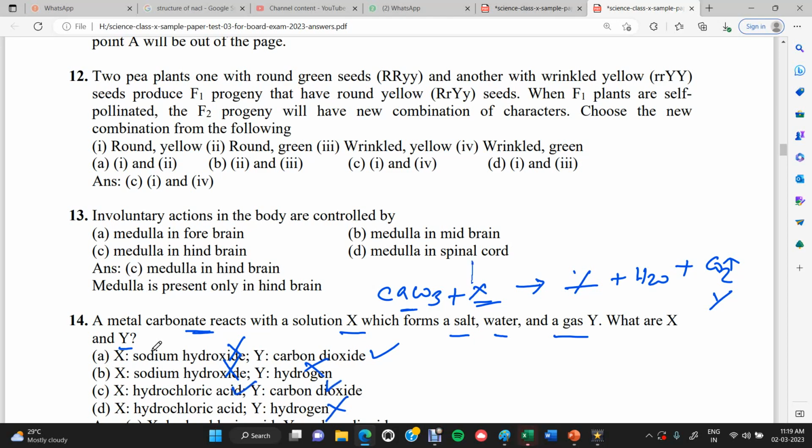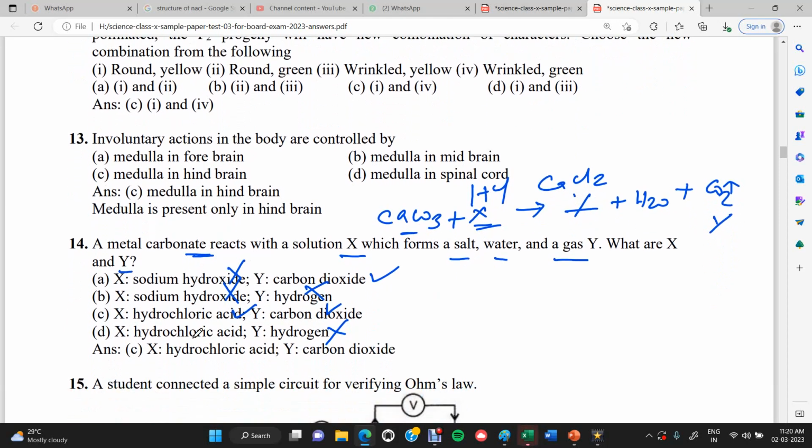So it will be HCl. And what will be the salt here? CaCl2, calcium chloride will be the salt. So this will be the reaction. Clear? A carbonate salt when treated with an acid gives H2O plus carbon dioxide plus the respective salt. The answer is HCl, carbon dioxide.